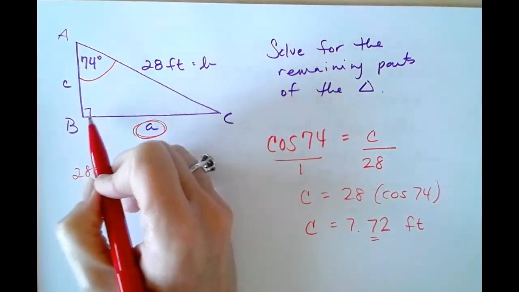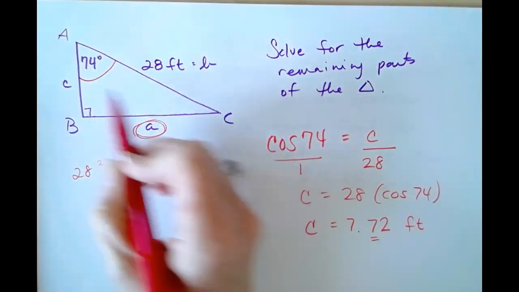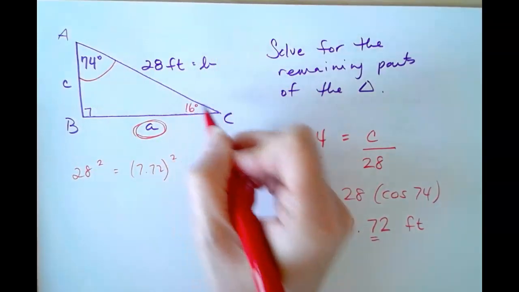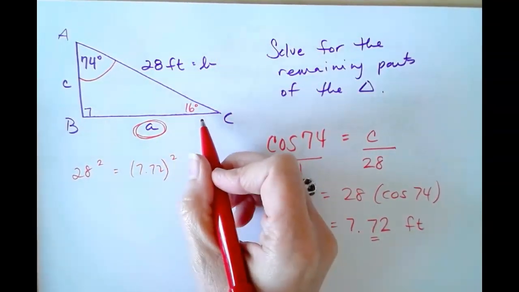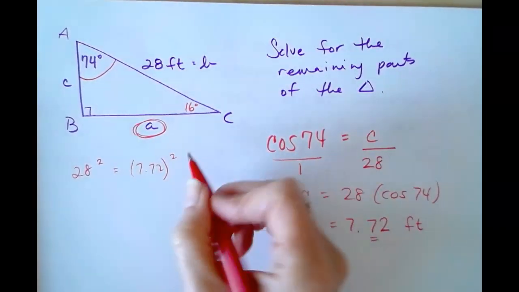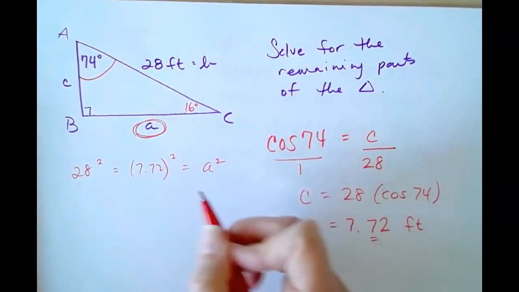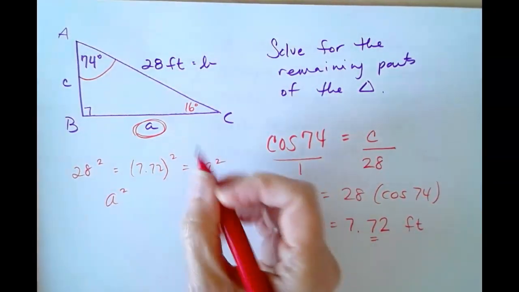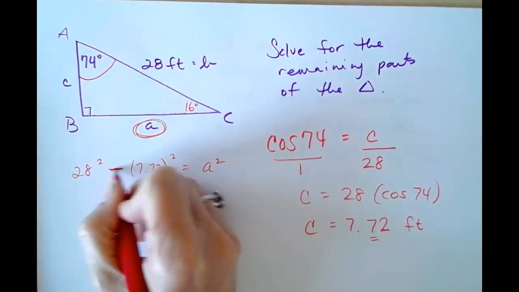If this is 74 and this is 90, then 90 minus 74 is 16. This is a 16-degree angle here. Therefore, it's going to be projecting a fairly small side. And our side A should be quite a bit larger, but not as long as 28. So let's figure that out. 28 squared minus 7.72 squared gives us A squared. Whoops, that is supposed to be a minus right there.